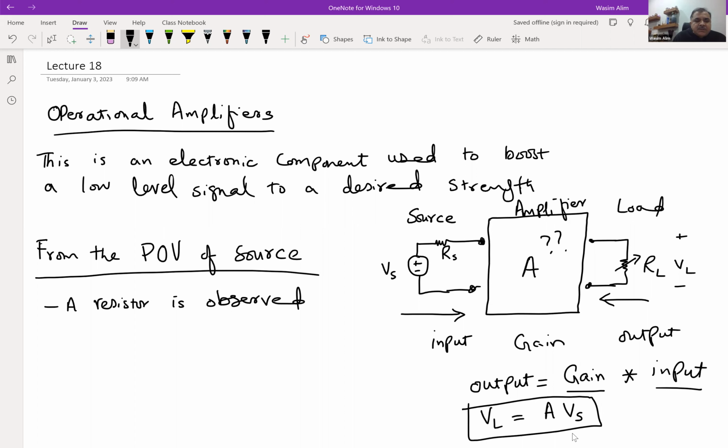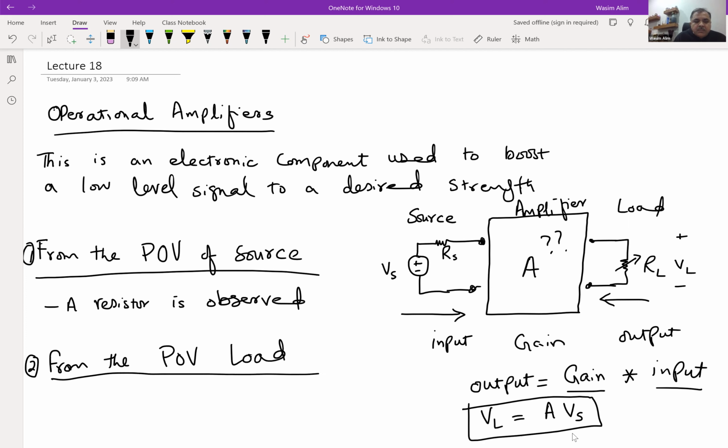okay, so that's my first point there, that from a point of view of the source, you see a resistor, the load side, and that's what is being observed. And from the point of view of the load, we observe a voltage source, right?